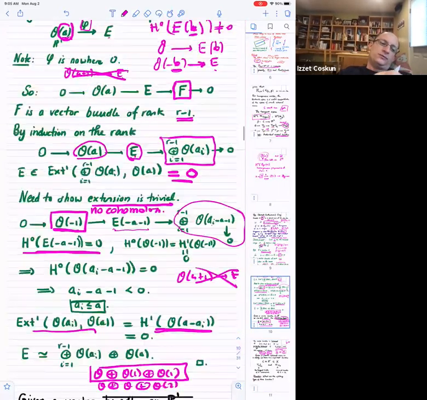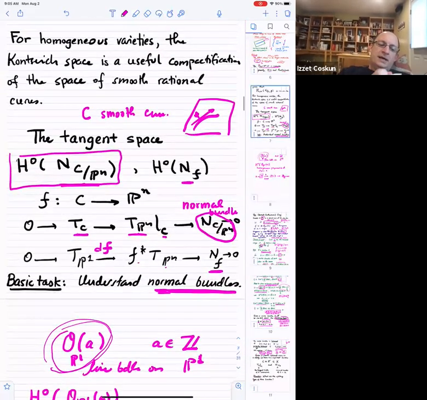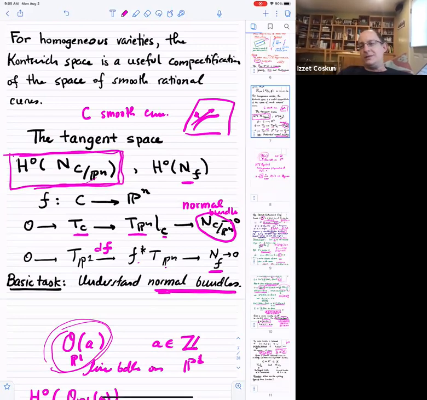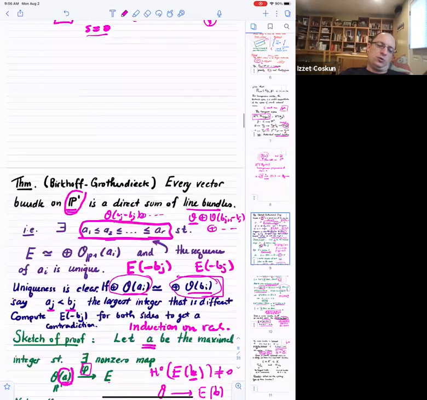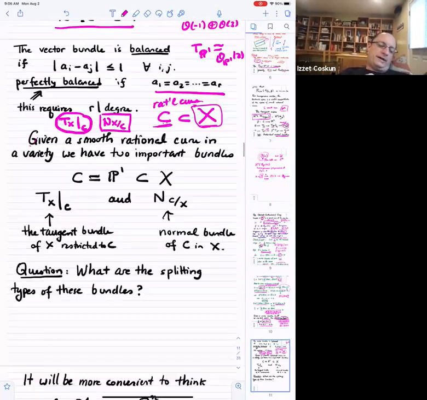Going back to what we were saying, the deformations of the space of these rational curves is determined by the global sections of this normal bundle. Once we know the splitting type, we know exactly what these global sections are. So it's really important for us to understand the local geometry of the space of rational curves, and for that we need to understand the splitting types of these normal bundles. All right.